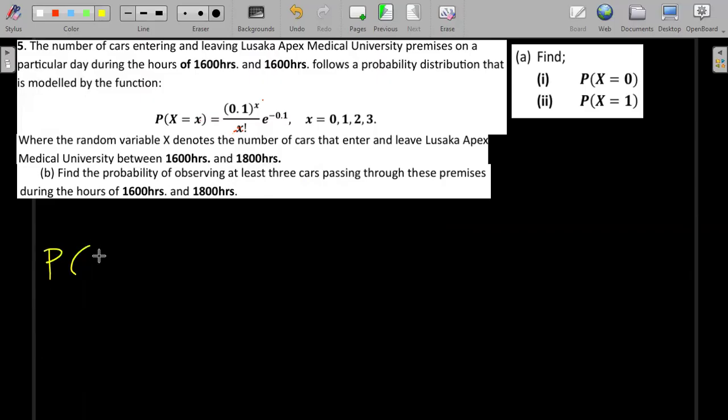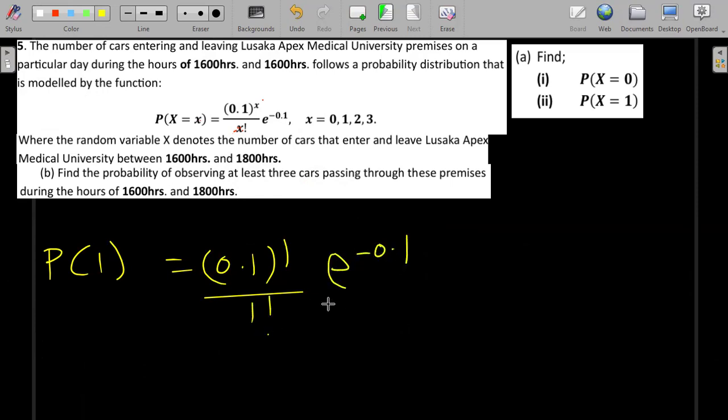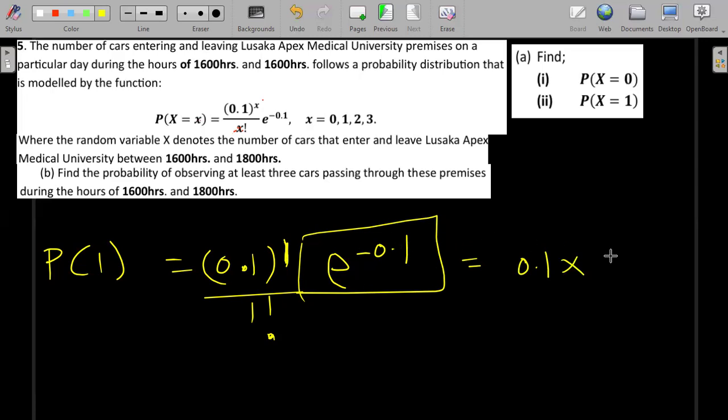So the probability of 1 will be equal to 0.1 to the power 1 over 1 factorial, times e to the power minus 0.1. So this will just be 0.1 on top since it's to the power 1, and then down here we're going to have 1, because 1 factorial is also 1. So 0.1 divided by 1 gives you 0.1. And then that's 0.1 multiplied by e to the power minus 0.1.